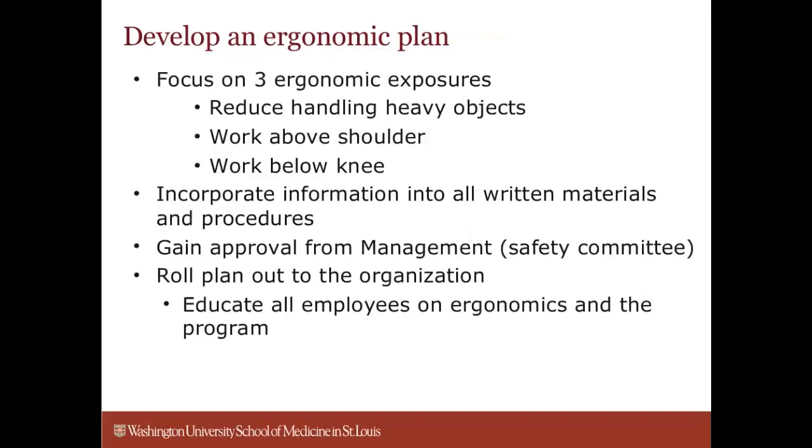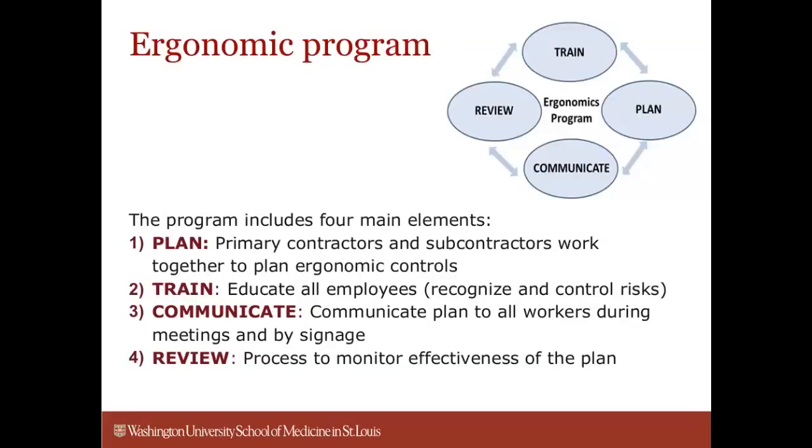So moving forward, they developed an ergonomic plan that focused on the 3 ergonomic exposures I've already described. The next step was to incorporate information into all the written materials and procedures on ergonomics, at the same level they had information in the other Focus 4. They also had to gain approval from management, the Upper Management Safety Committee, on the whole program, and then they had to roll it out to the organization. The first step for rolling it out was to educate all the workers on ergonomics and on the program. And this is a simple diagram of the program.